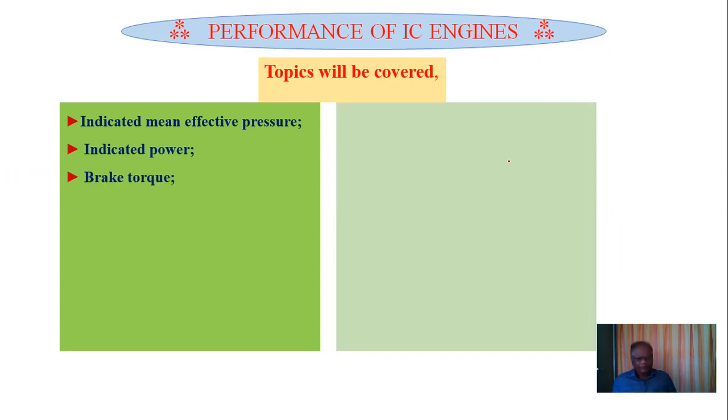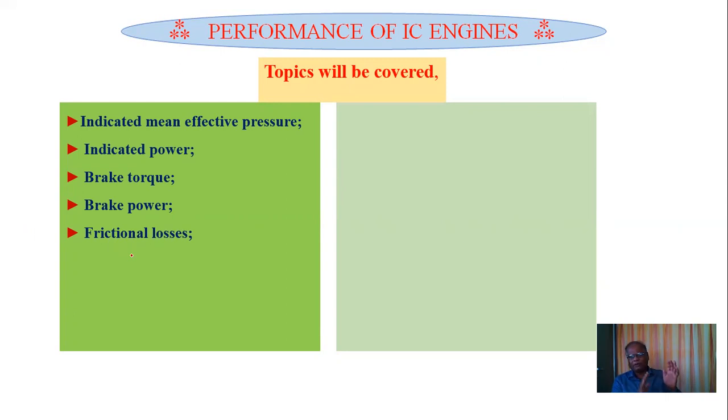Then brake torque. You know how to measure the brake torque. We connect any one of the types of dynamometer to the engine shaft. With the help of that device, you calculate the torque of the output shaft. Next is brake power. This is the useful power available at the engine shaft. There is a relation between the torque and the power, and then the brake power will be calculated.